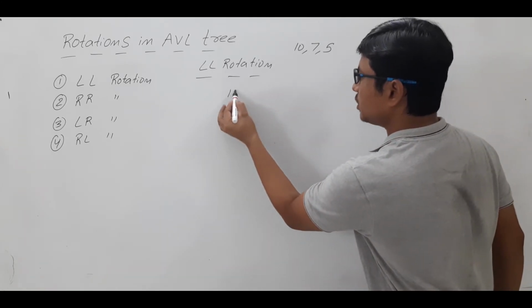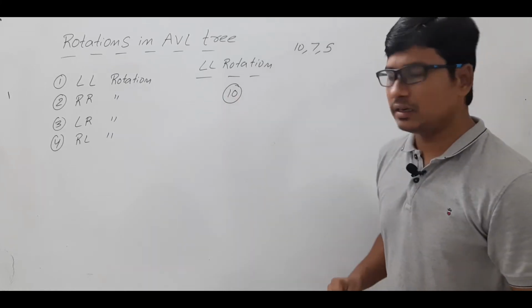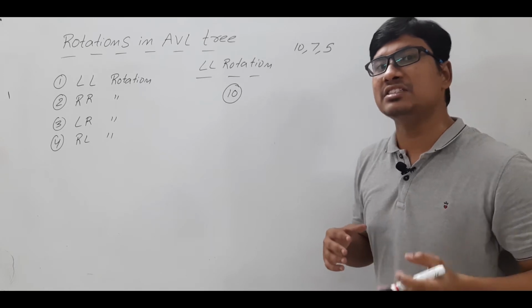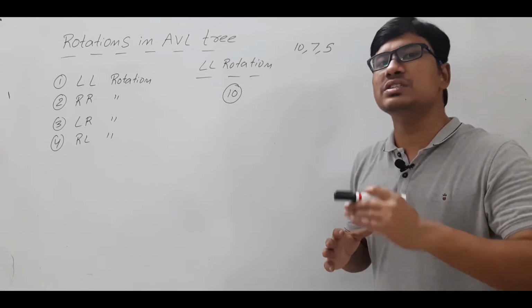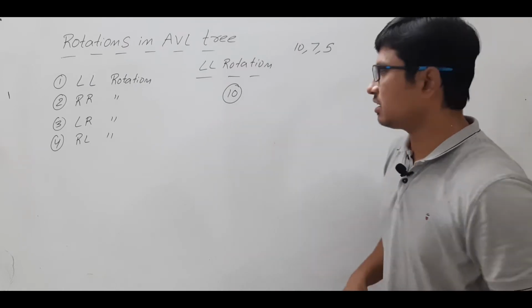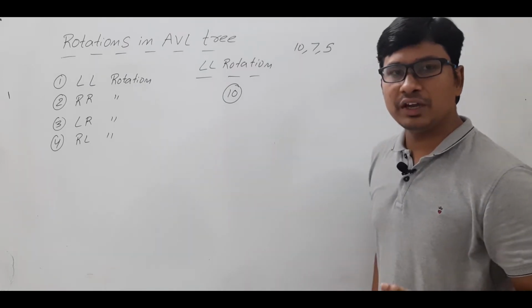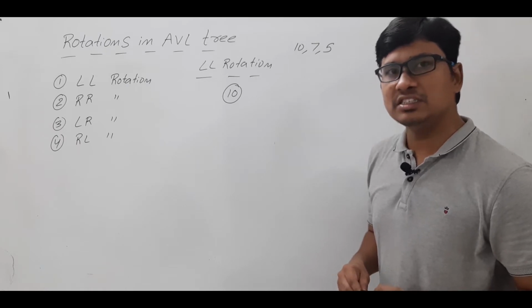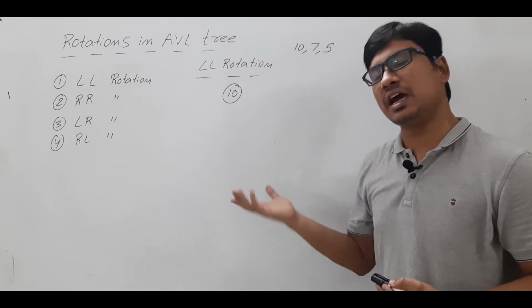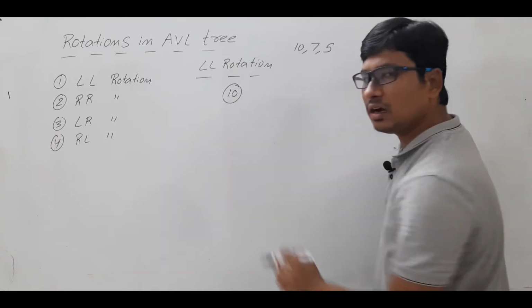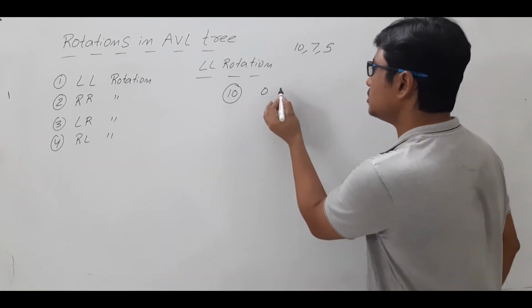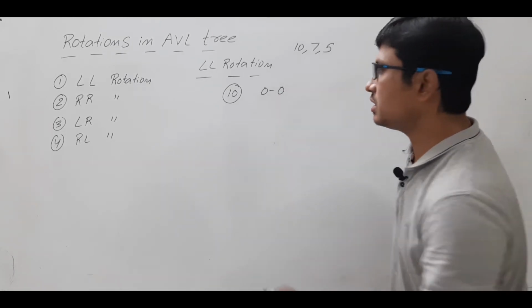What is the element you first want to insert? You want to insert 10. After inserting each element, you need to compute the balancing factor of all the nodes in the AVL tree. Balancing factor is equal to the height of the left subtree minus the height of the right subtree. The height of the left subtree is 0, the height of the right subtree is 0. 0 minus 0 is 0.